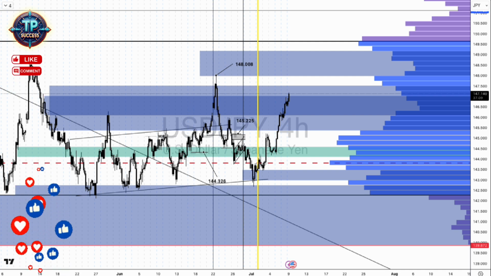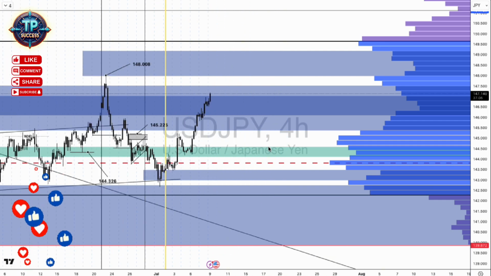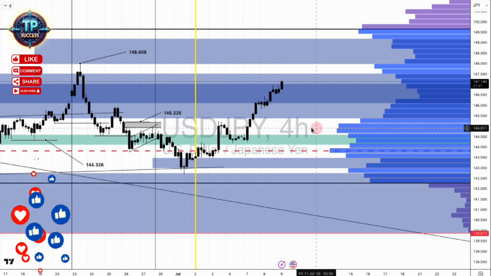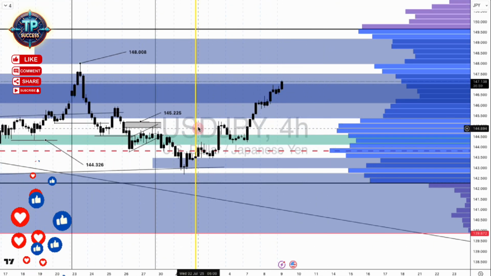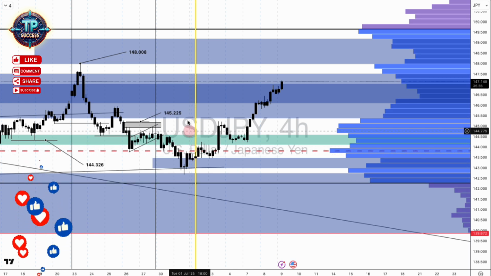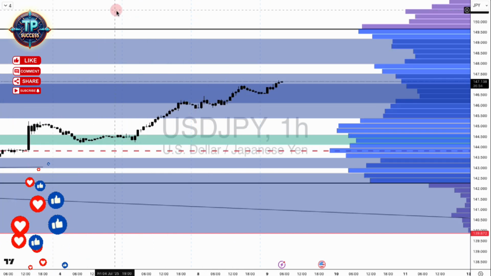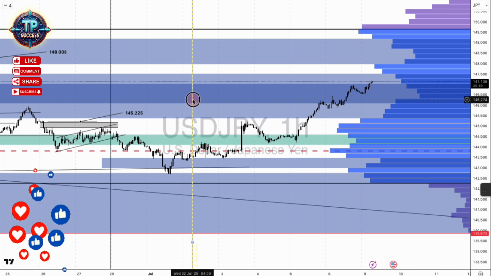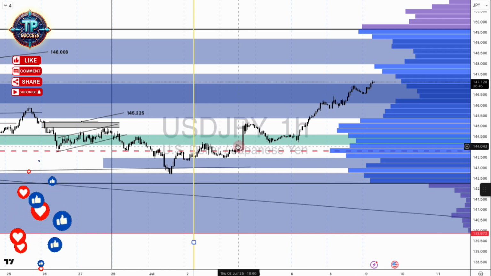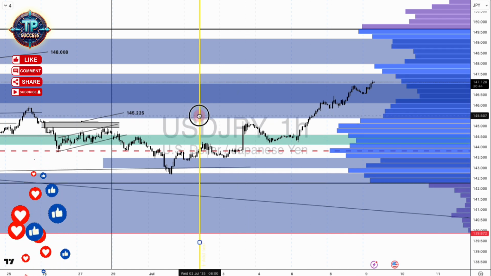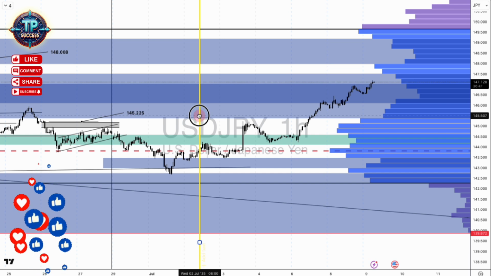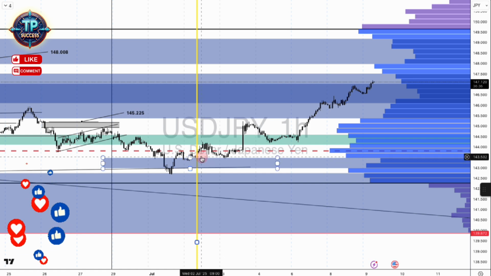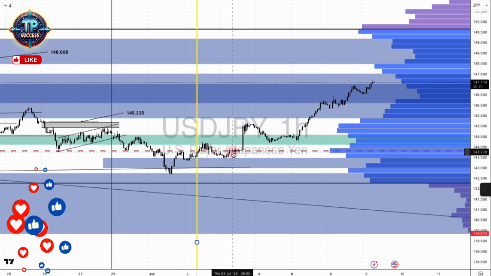Straight into the analysis. On the last video that I did roughly around 6 days ago, you see where this yellow vertical line is? This is when we did the video, I believe. Let me go to the hour. Okay, a little bit later, around here somewhere. So around here, this is when we did the video, right?